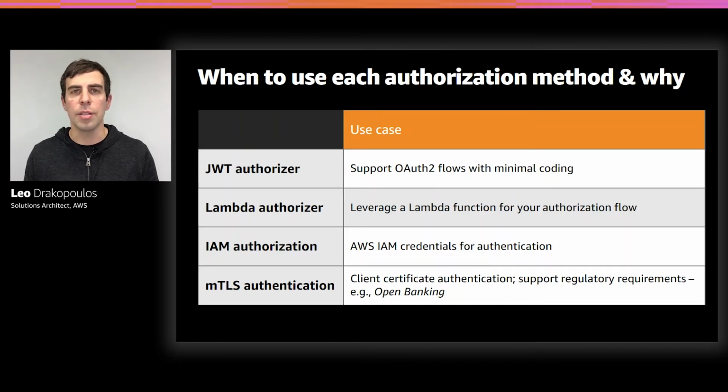In many cases, if you want to support a regulatory requirement, like for example, open banking, which is a standard in the financial services industry, those kind of regulatory standards mandate that you set up mutual TLS on your API endpoints. So if that's the case, then mTLS is a very good option here.